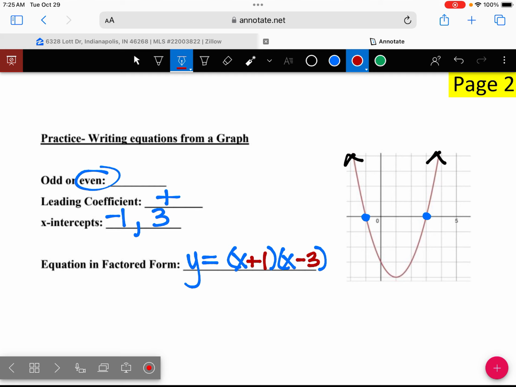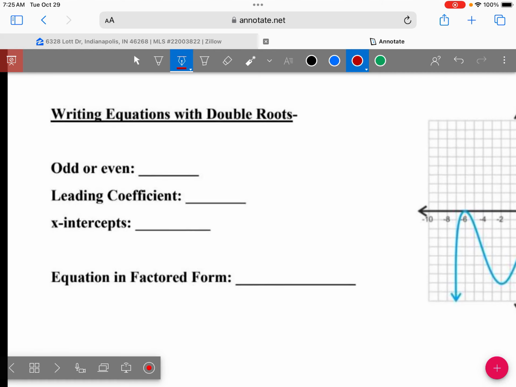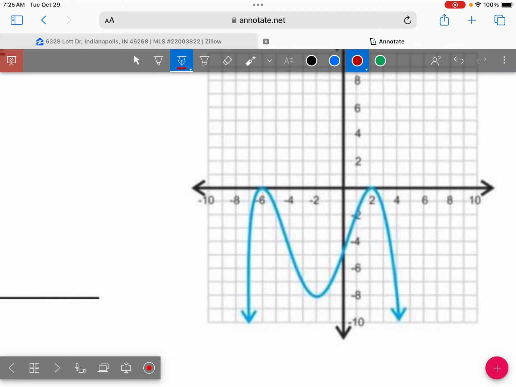Let's look at our next graph. Even or odd? Even. Positive or negative? Negative. How many x-intercepts? Show me with your fingers. 2 again. Just 2. Now this time, they don't go through, they bounce. So I have to square both of the factors.